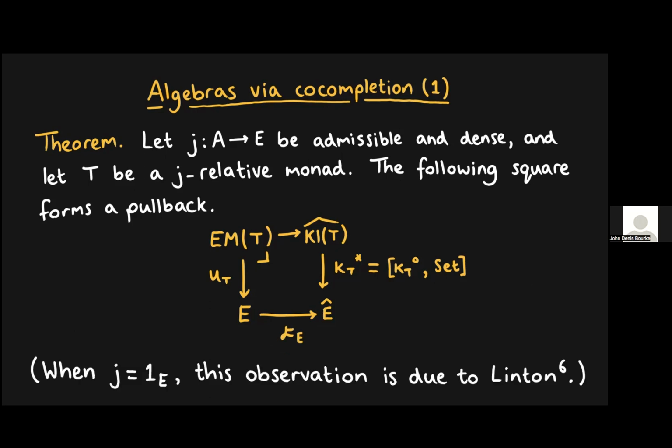Now, when we take J to be identity, the nerve of J is just the Yoneda embedding. And we get that the category of algebras for a monad is the pullback over this Yoneda embedding and the precomposition by the Kleisli inclusion. And this observation, I would say, is still not very well known, but it is in the literature, and it's due to Linton. And the nice observation is that this extends very nicely to relative monads. And we'll see why this is useful in just a moment.